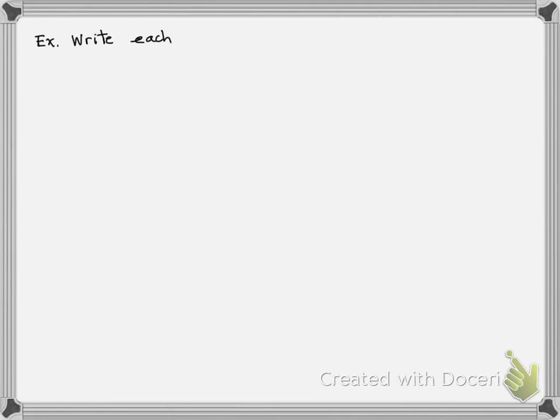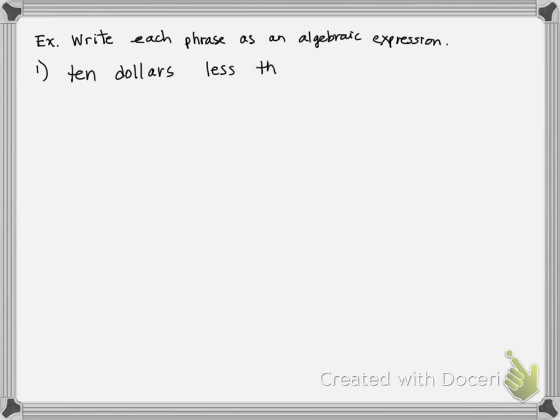So it says, write each phrase as an algebraic expression. So in every one of these, we're going to see some words and that's going to be the unknown algebraic expression. Okay? All right, so first one, $10 less than the original price.